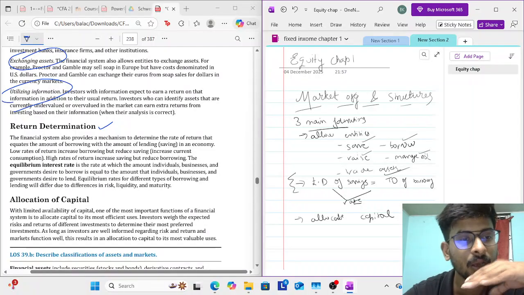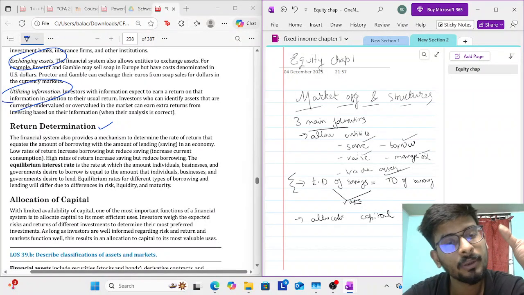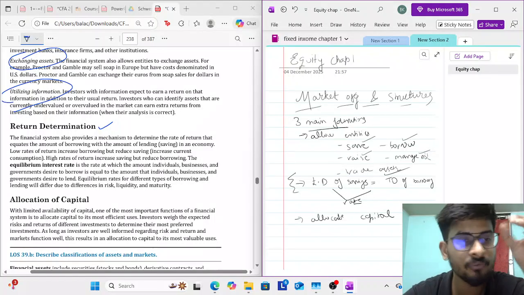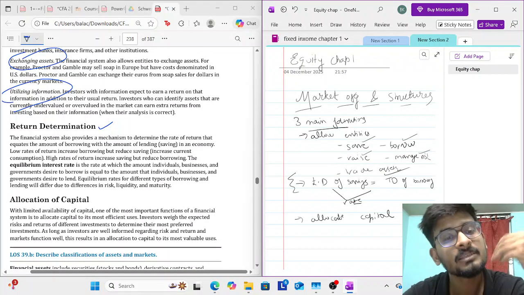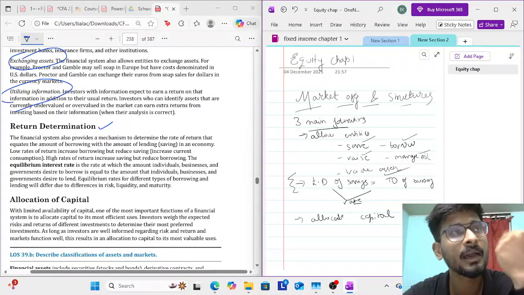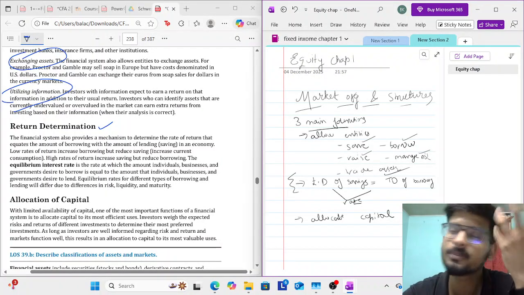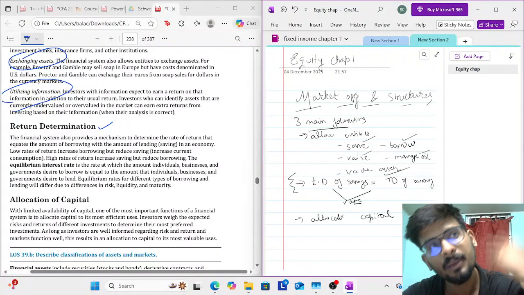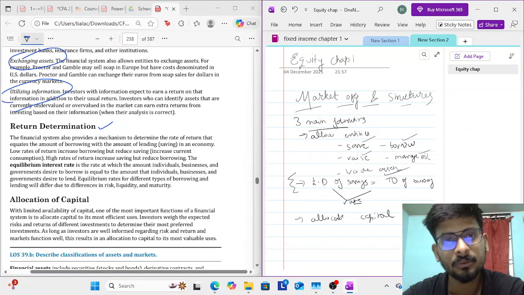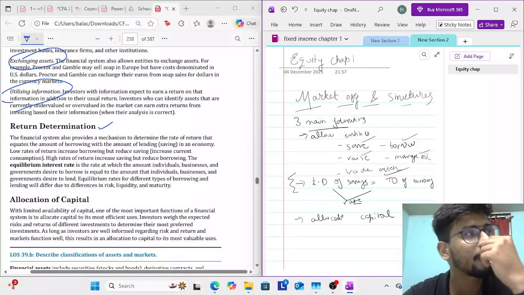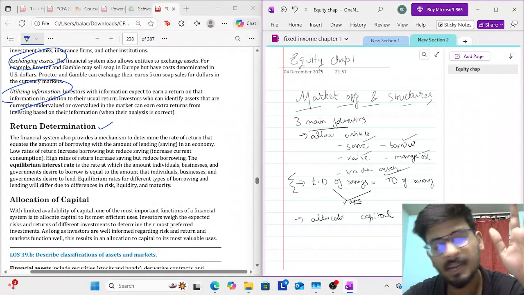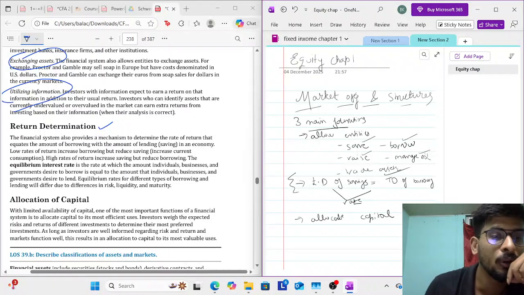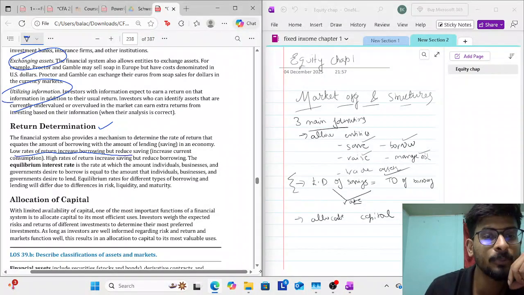Low rates of return increase borrowing but reduce saving. Like I am issuing a loan at 3%. So everyone will take the loan. Most will take the loan, because an unsecured loan would normally be more than 9%, and I am talking about only 3%. So low rates of return increase borrowing but reduce saving.